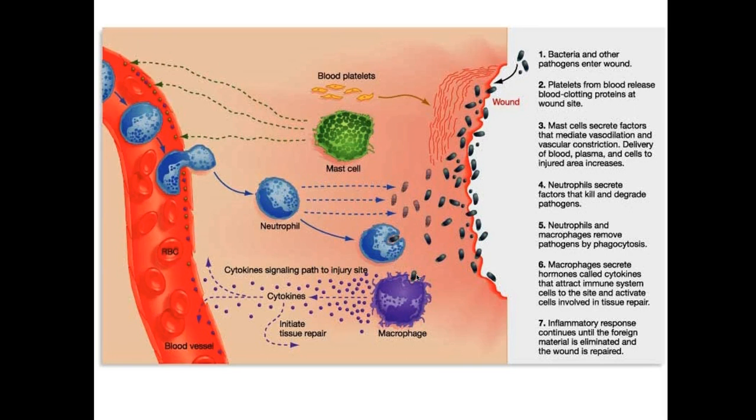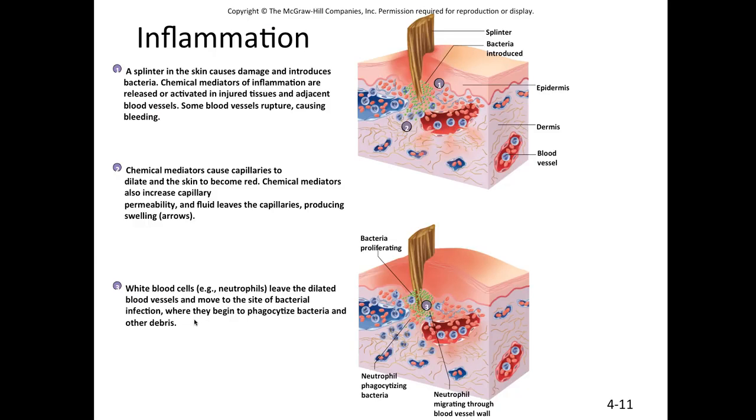We will also see that there will be some cytokines that will be released from macrophages, which will initiate tissue repair, go back and signal to our blood vessels, and also some of our other cells to continue with the inflammatory response of our body. So here's another diagram. This one is straight from, I believe, your book, or I may have taken this from an anatomy and physiology book.